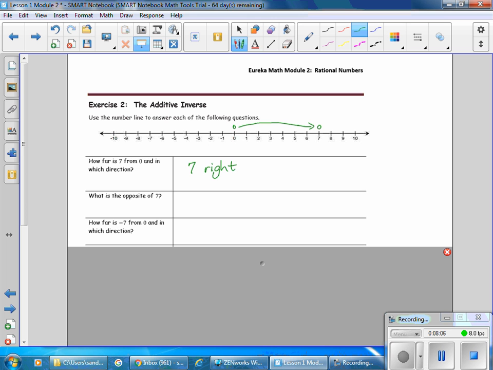What is the opposite of 7? The opposite of 7 is going from 0 in the opposite direction 7 spaces. So this time going to the left 7 spaces. 1, 2, 3, 4, 5, 6, 7. And the opposite of 7 is negative 7. How far is negative 7 from 0 and in what direction? Negative 7 is 7 spaces away to the left.